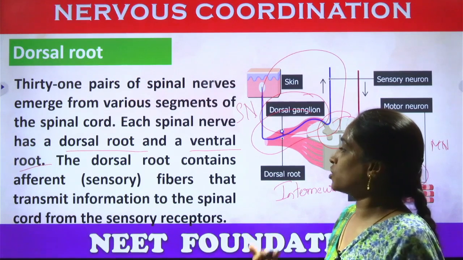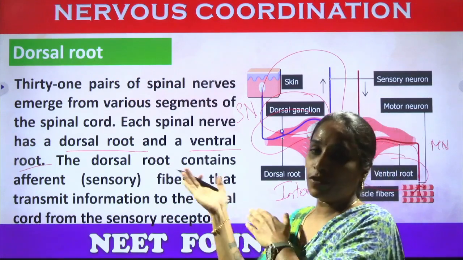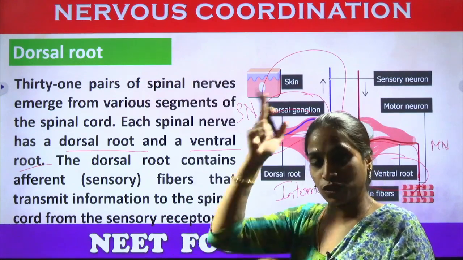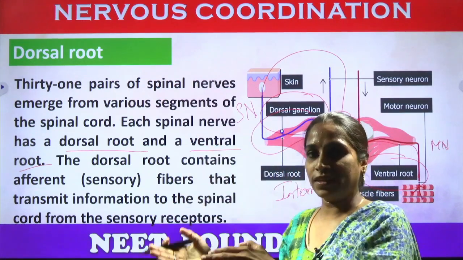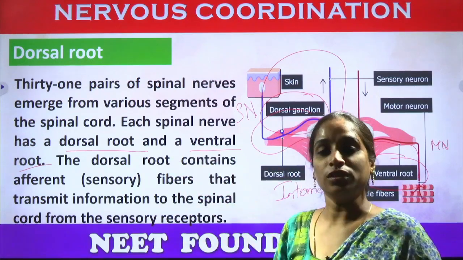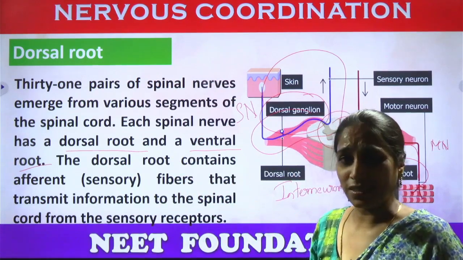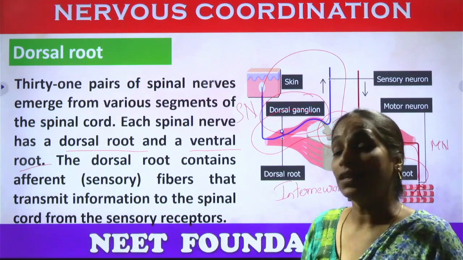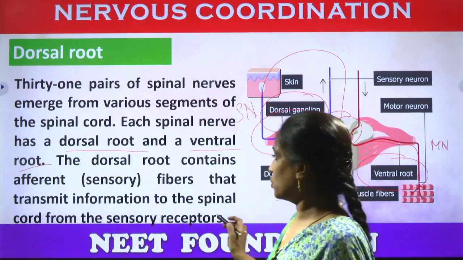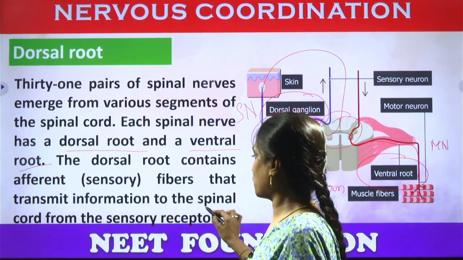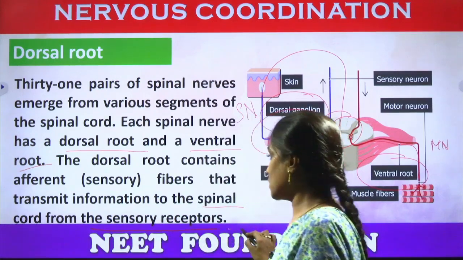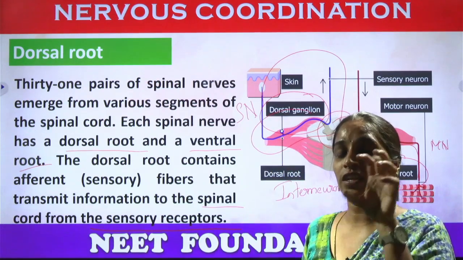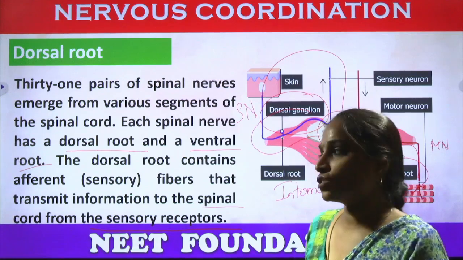So these are responsible for sending the messages from the dorsal root. Whatever the sensory neuron carries, the impulses go towards the CNS, and the CNS analyzes and sends the message in the form of impulses. The motor neurons will be receiving the impulses and sending them towards the effector organ. Okay, so these are transmitting the information from the spinal cord, from the sensory receptors. Receptors play a very major role, which are attached to the sense organs.